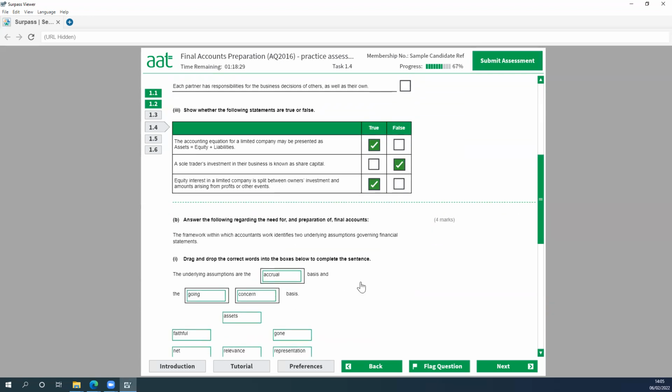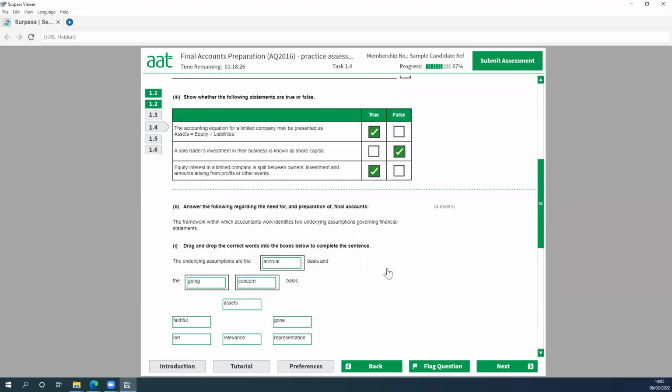Okay, so hopefully you're aware of the accrual basis, or the assumptions when it comes to governing financial statements. This one says the framework with which accountants work identifies two underlying assumptions governing financial statements. So what are they? I've just dragged these off here. The underlying assumptions are the accrual basis. So what does the accrual basis mean? Do you remember? I'll just give you a bit of guidance.